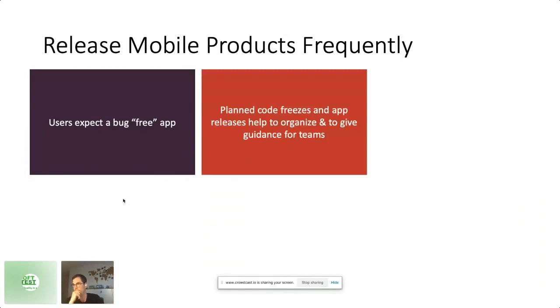What's helpful, especially in my organization, is that we have planned code freezes and app releases to organize and give guidance to other teams. In my case, we have more than 20 teams working on the mobile app. If we don't give them guidance on when we are planning to go live with the next app version, that will be a huge mess and a huge communication overload. So we defined planned code freezes and app releases: every 2 weeks we have a code freeze, and every 2 weeks an app release. Everybody knows and can stick to the schedule, and it's really helpful to have a regular cycle.